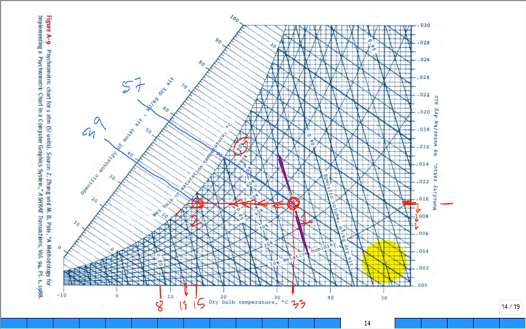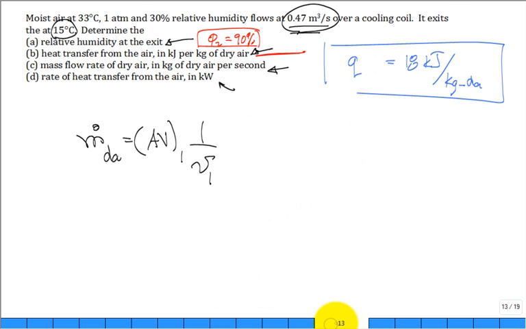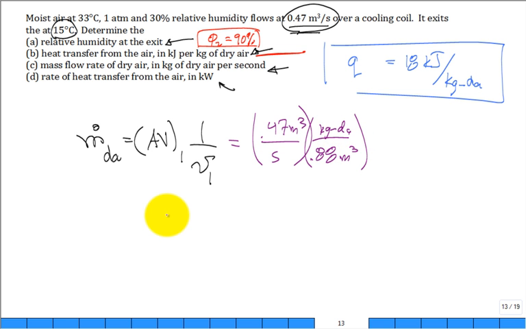0.87. What is it? 0.86 or 0.87? This is 0.85 and this is 0.90. 0.88. So you'll have 0.47 meters cubed per second, divided by 0.88 meters cubed of the mixture per kilogram of dry air, and you can calculate the mass flow rate of the dry air.